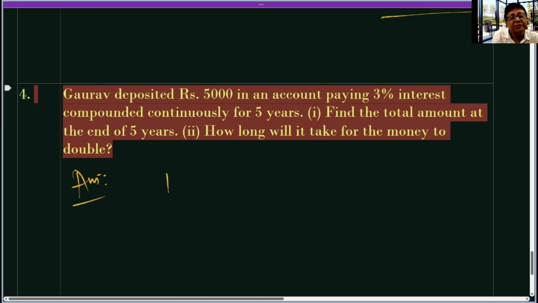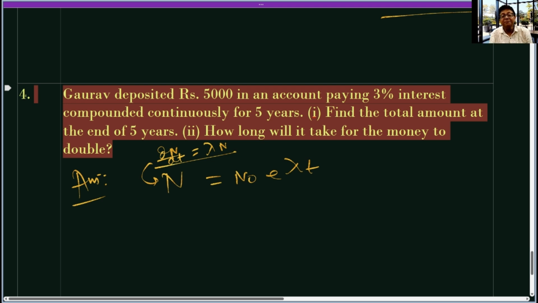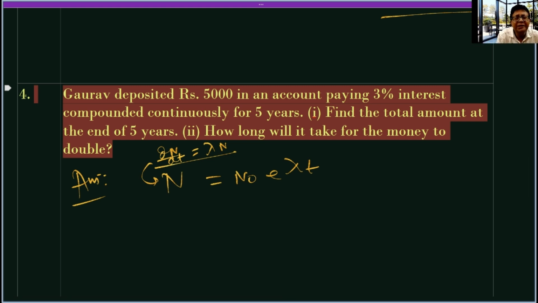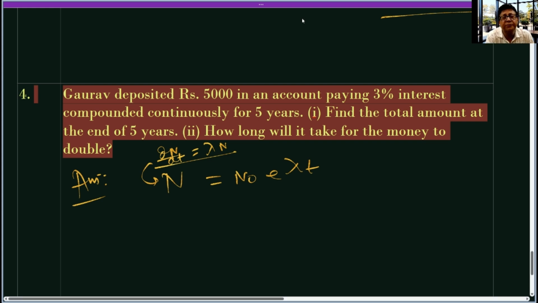Solve the answer. We'll take A equal to... I'm not writing the differential equation, not taking the trouble. If you find a 2 or 3 marks question, this is enough. If it is a 5 marks question, then you write dN by dt equal to lambda into N. By solving, we get this, where N is the amount present at any time, N0 is the initial amount, and lambda is the rate of growth or rate of decay. Clear? So immediately you can write the value of lambda.